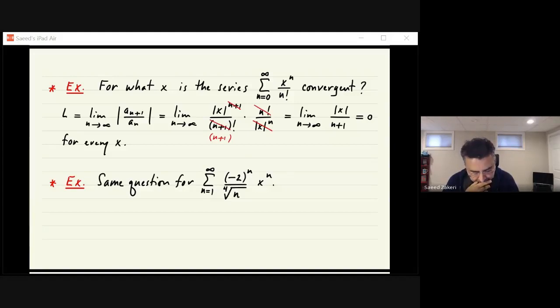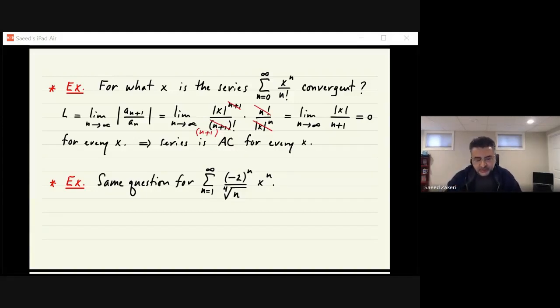What do you conclude? When your L is 0 in your ratio test, what's the conclusion? It's absolutely convergent. Very good. So the series is absolutely convergent for every x.